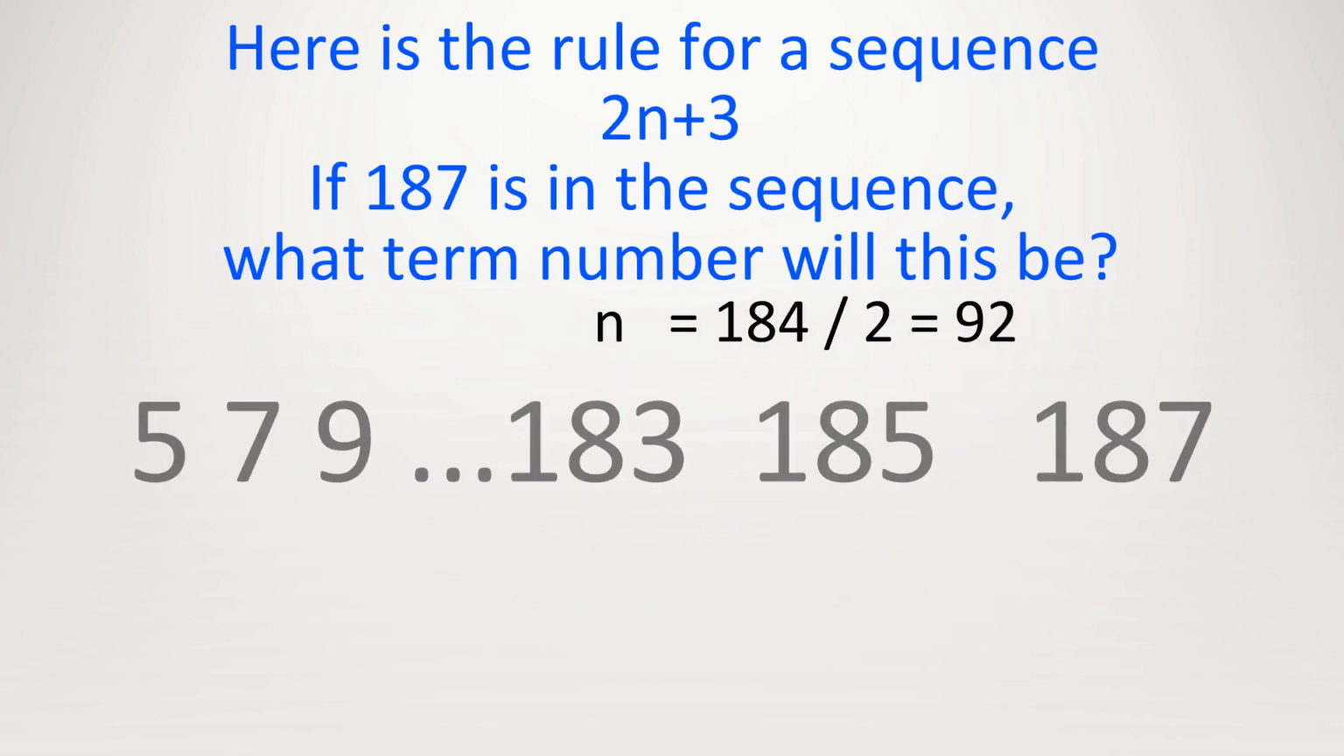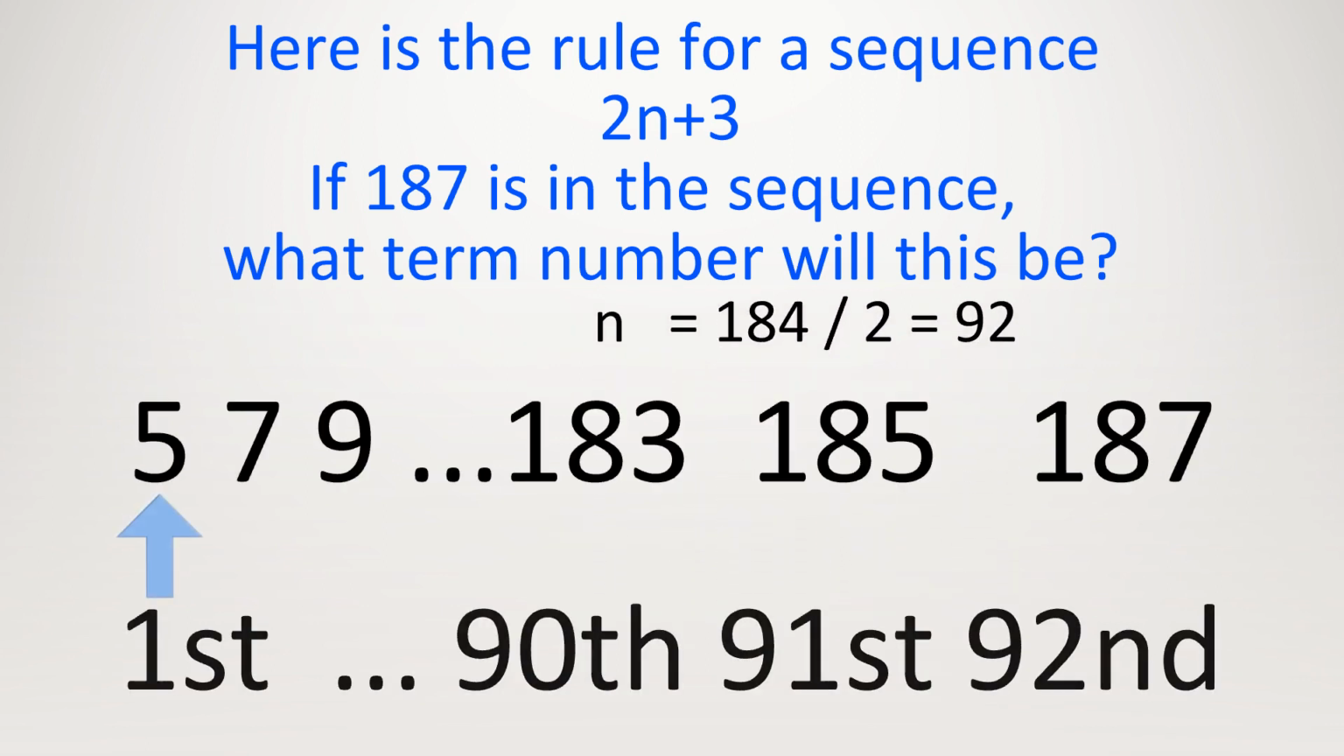And not too much of a surprise based on what we got from part 1. Because from 183, if we just went up 2 terms, then we are there. Because it goes 183, 185, and then 187.